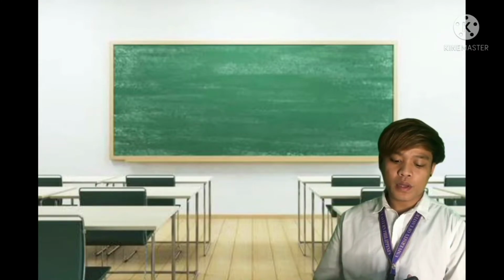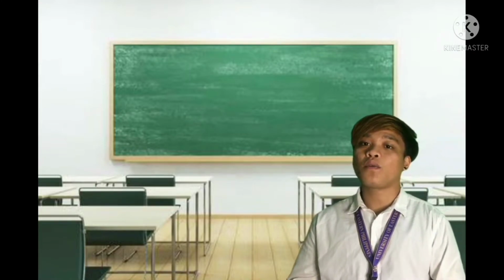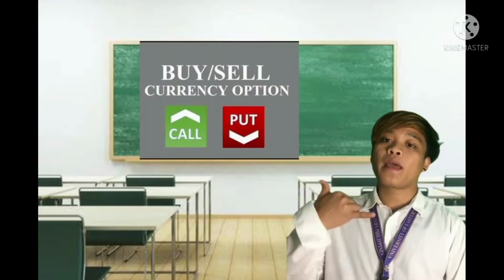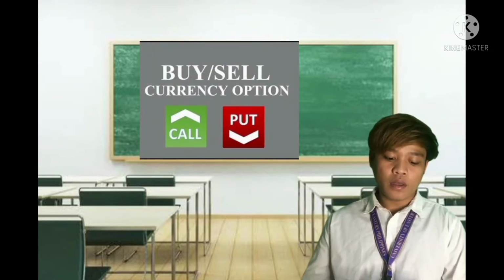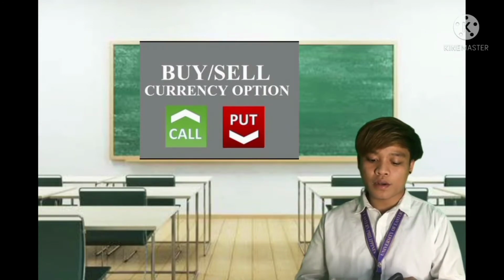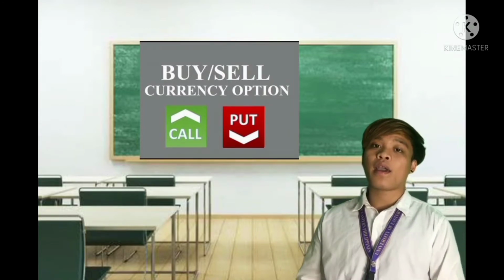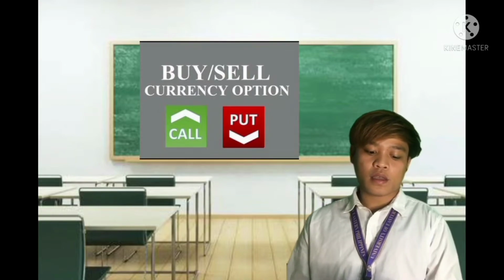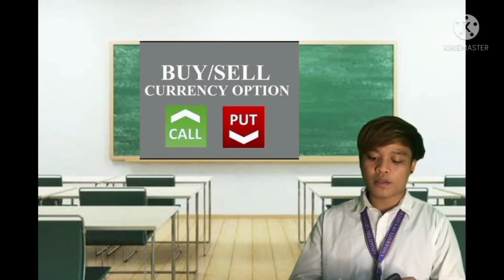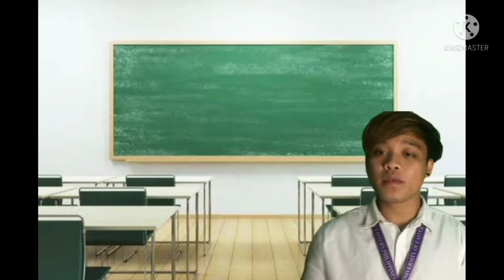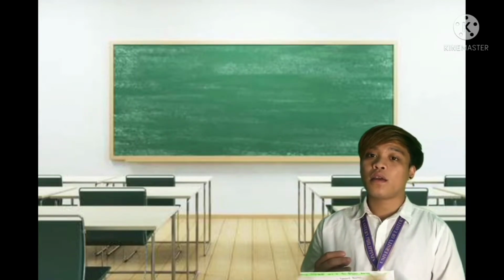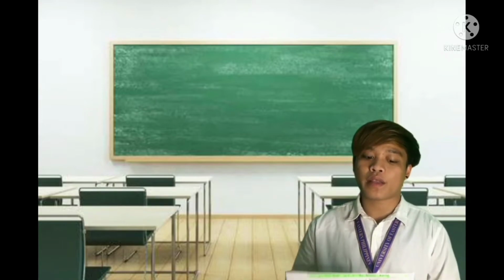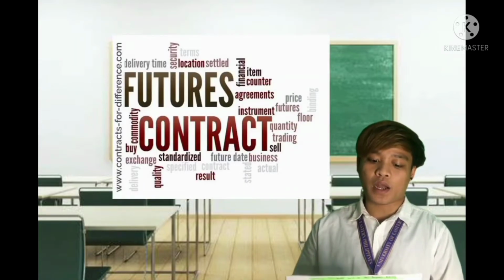There are two types of currency option: call and put. A call option gives the right to buy, and a put option gives the right to sell. The last instrument that we can use in the forward market is the currency futures contract.